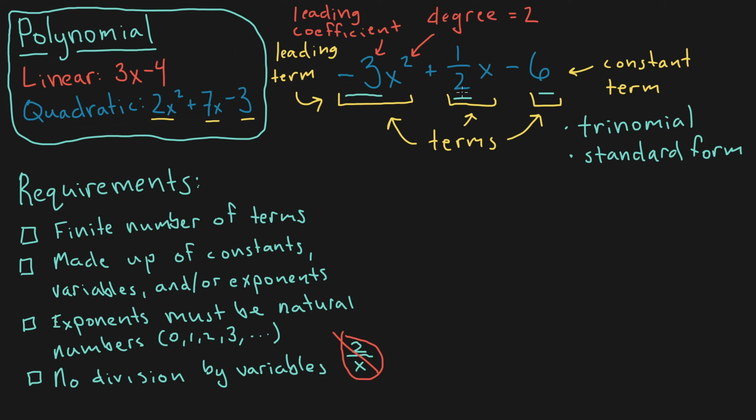So the entire polynomial is a polynomial of degree 2, but we can also talk about the degree of the individual variables. Again, this is a trinomial because it has 3 terms, and it's in standard form because the degree of those variables goes down as we go from left to right.